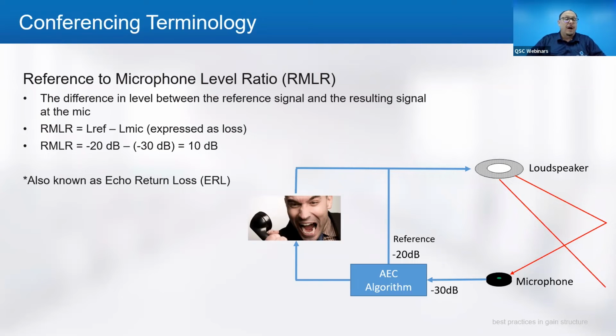So it's expressed as a loss. So it's RMLR, and we're going to be looking for -20. So with a -20 reference signal and a -30 microphone signal, we end up with a 10 dB RMLR. This is also known in other platforms as echo return loss.